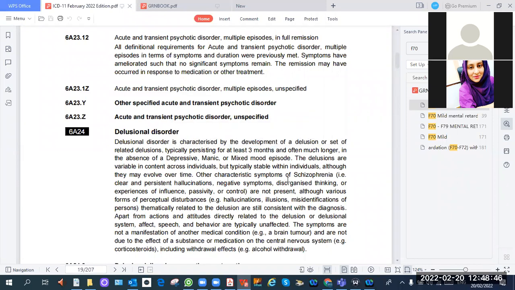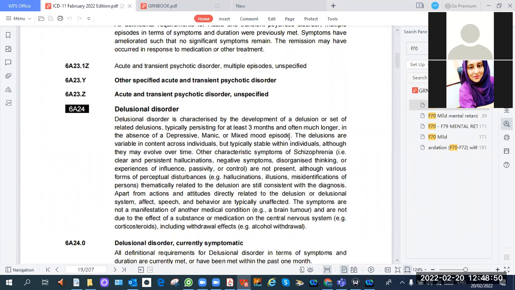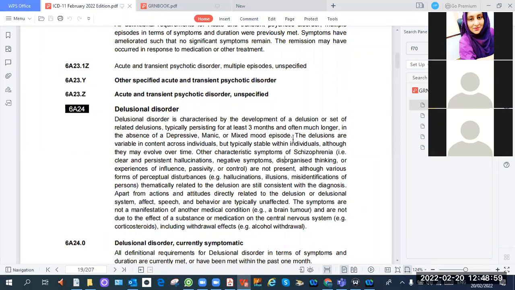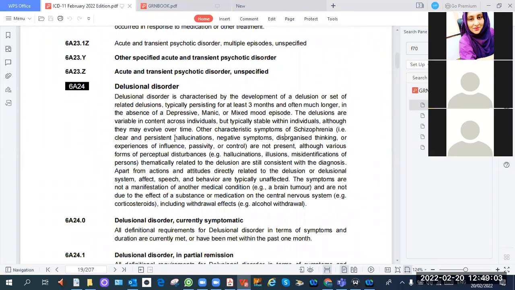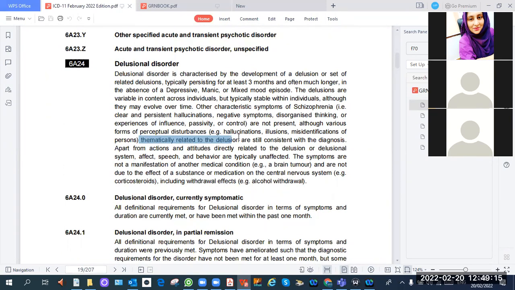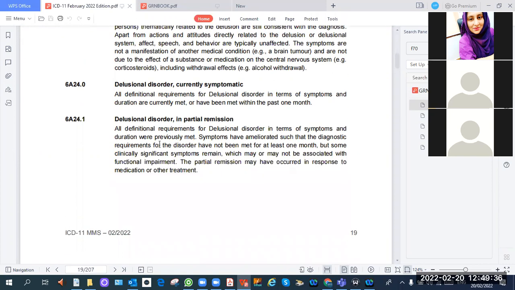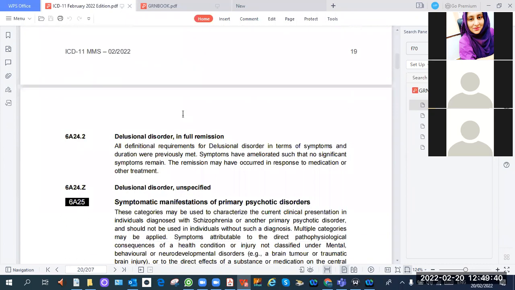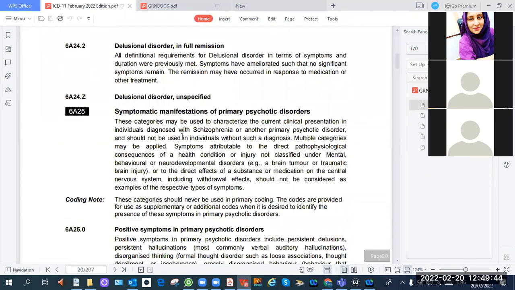Then you go for the delusional disorders, the same way, 3 months. In ICD-10 it was 3 months as well. Could be depressive, manic, or mixed mood episode, or in the absence of those, and it's only delusion. Sometimes there can be hallucinations along with the delusions, but usually it's only delusions. If there are hallucinations, they will be thematically related to the delusion and are still consistent with the diagnosis. If you're seeing more bizarre hallucinations, non-contextual hallucinations and more formal thought disorder, then go with schizophrenia. Delusional disorder can be currently symptomatic, partial remission, full remission, or unspecified.